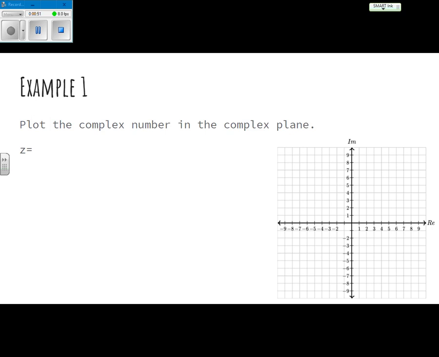Okay, so we have all these complex numbers, and a complex number is a number that is expressed in the form a plus bi. We like to use the variable z to represent a complex number, where a is my real part, and then the bi is my imaginary part.